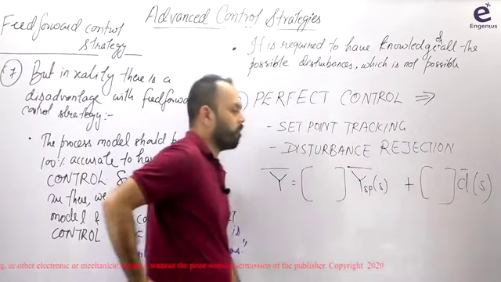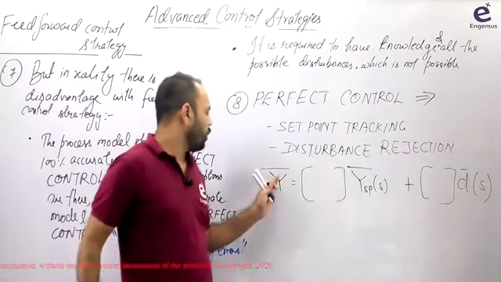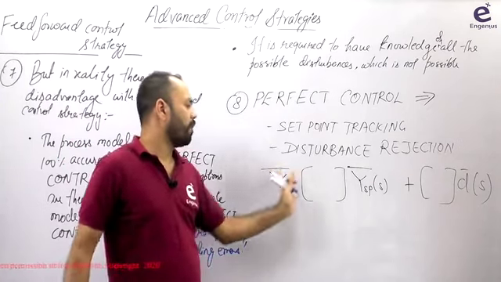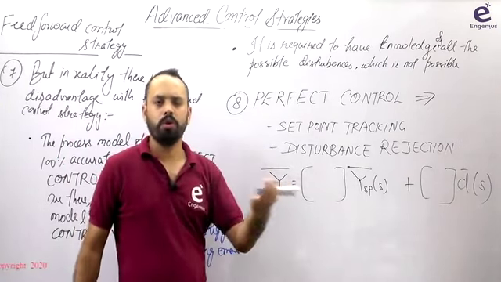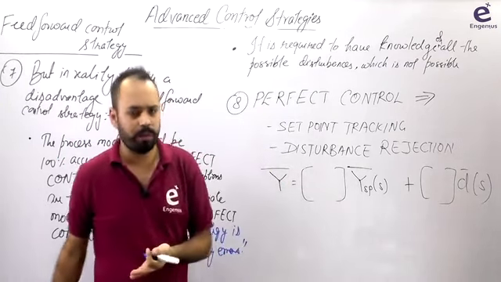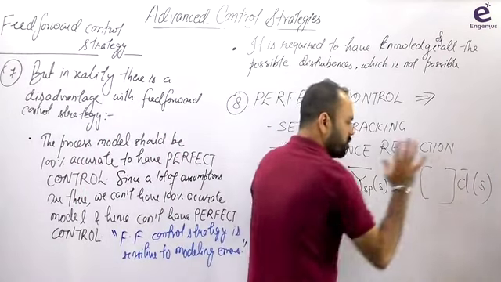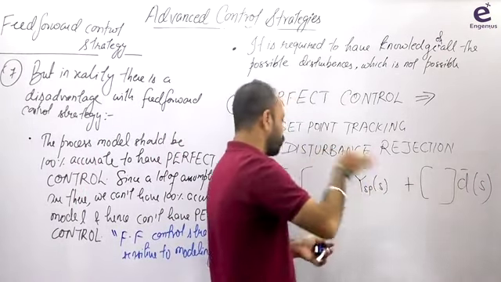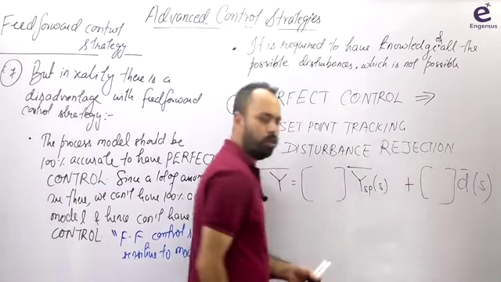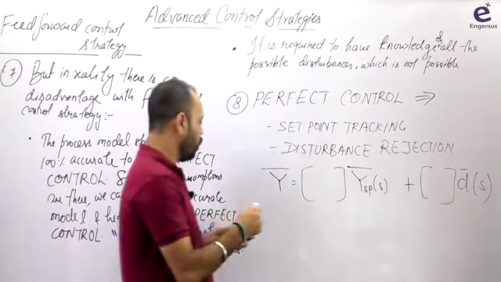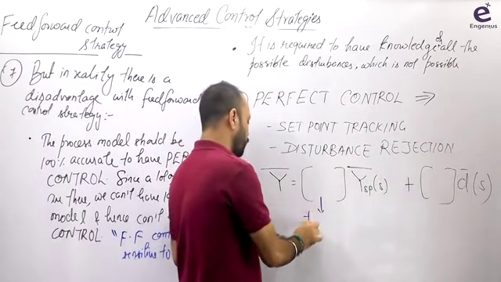Of course, for set point tracking, we know what the meaning of perfect control is. Y bar should always be equal to YSP. Y should always be equal to the set point. This means this coefficient should be equal to 1, and there should be no effect of disturbance. Even if the disturbance keeps changing, there should be no effect, so this coefficient should be equal to 0.